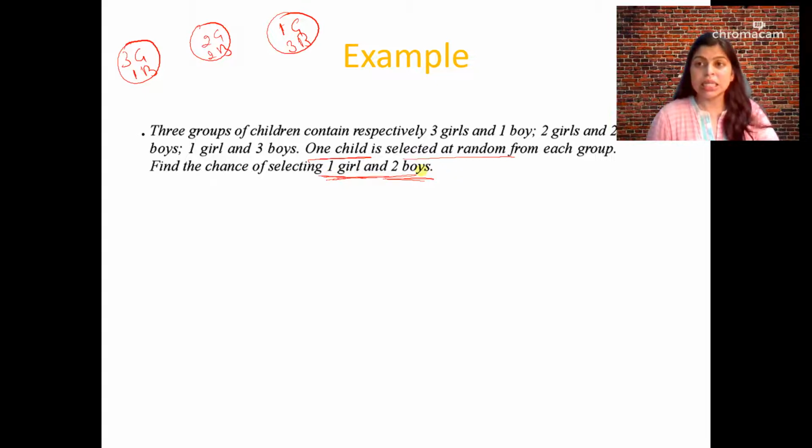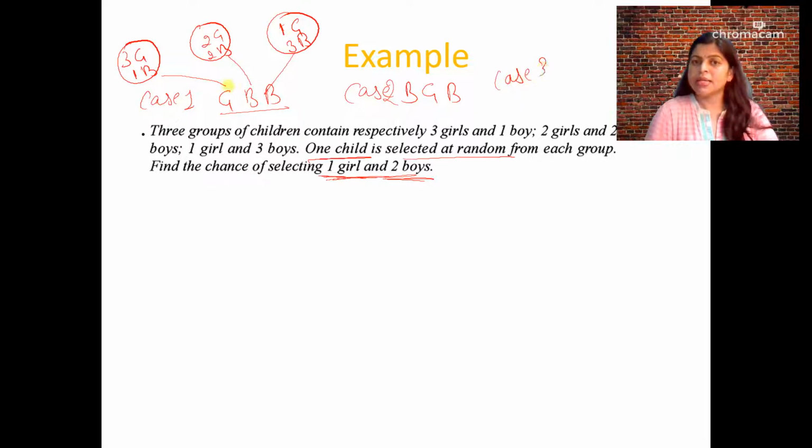So I have total 3 cases. Case number 1 is girl from here, boy from here, and boy from here. So this will solve my purpose. The second case is boy from the first group, girl from the second group, and boy from the third group. And case number 3 is boy from the first group, boy from the second, and girl from the third. So these are 3 possibilities in which I can get this selection of 1 girl and 2 boys.